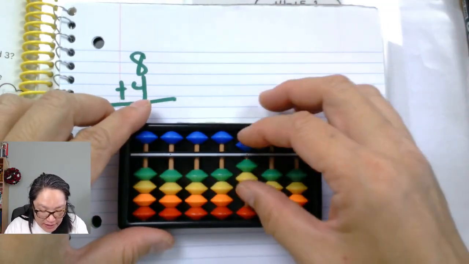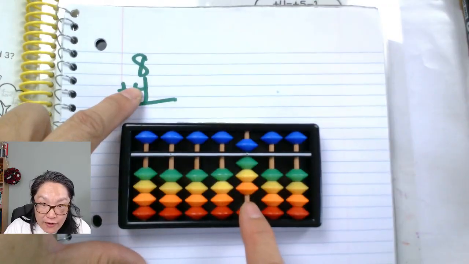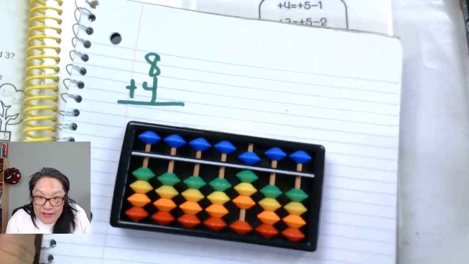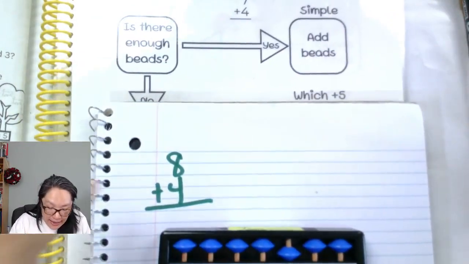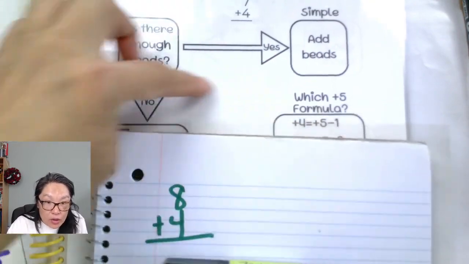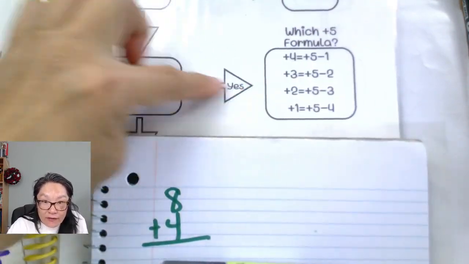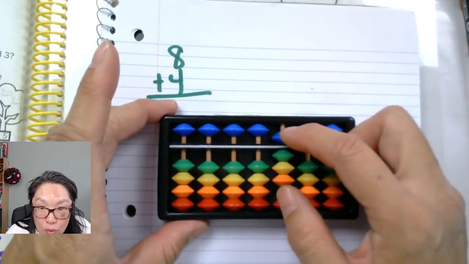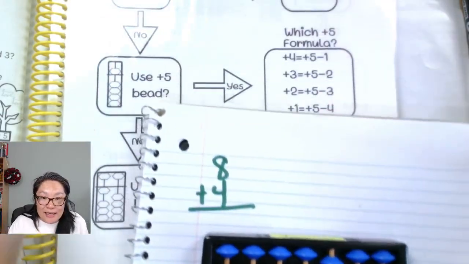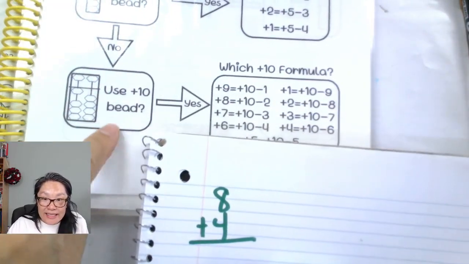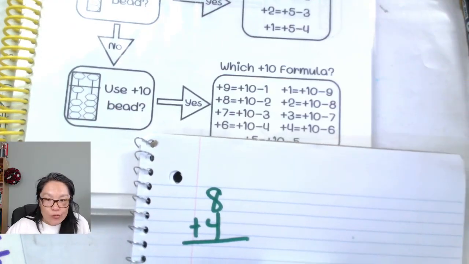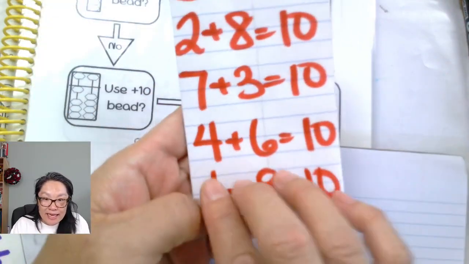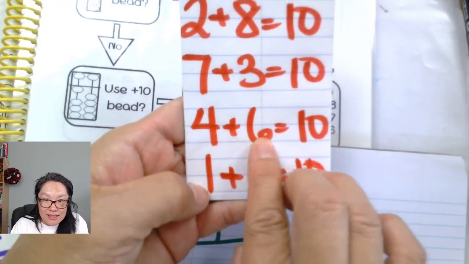So if I have 8, I'm restricted. I have no more beads to add the 4. So I ask, can I add the beads? No, I can't. Can I add the 5? No, I can't, because I'm already using it. So what's the next thing? I need to plus the 10. Remember how to make a 10? Making a 10 is 4 plus 6 is equal to 10.